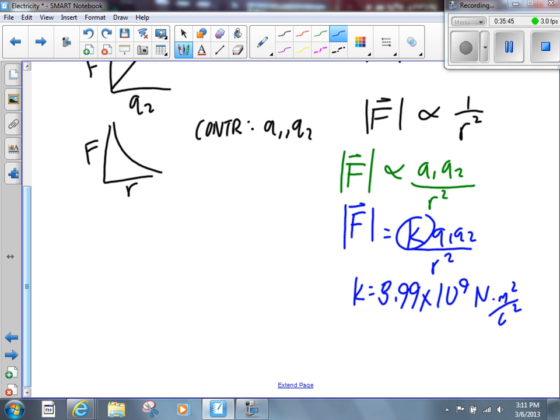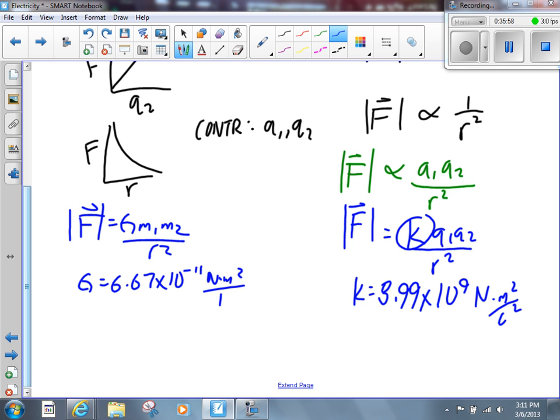Remember Newton's law of universal gravitation. F is equal to G m1 m2 over R squared. G was 6.67 times 10 to the minus 11 Newton meter squared per kilogram squared. You can see the similarities between these two forces. They're both what we call inverse square relationships. The structure of the equation is exactly the same. The magnitude of the forces isn't. The electric force will almost always be a bigger force than the gravitational force. We know that because the constant is so much bigger. 10 to the 9 versus 10 to the minus 11.